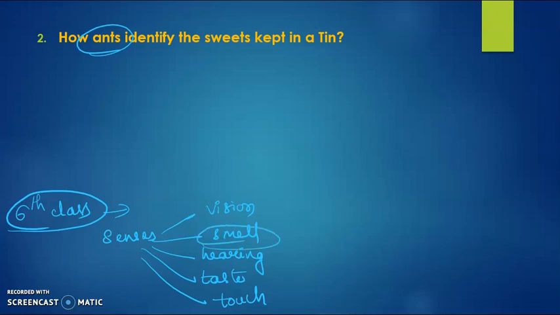Okay, so which type of sense do ants use to find the sweets? Obviously, it is smell, right? So the ants use the sense of smell to identify the sweets kept in a tin. Okay, here sweets. So when we observe the sweets, generally sweets are in which taste?